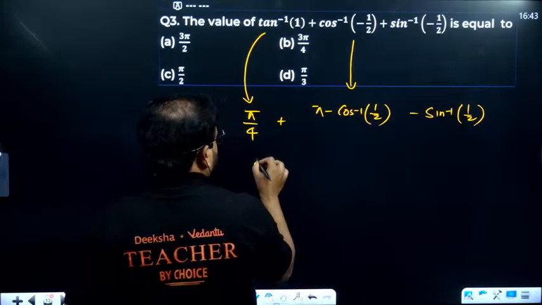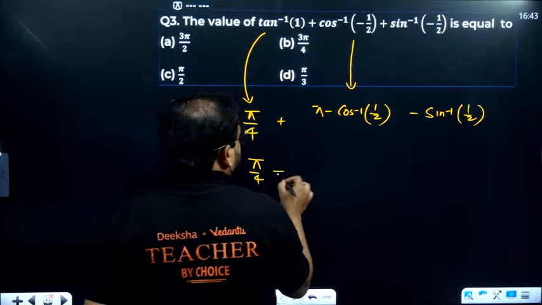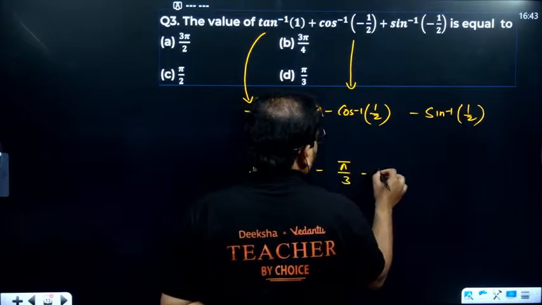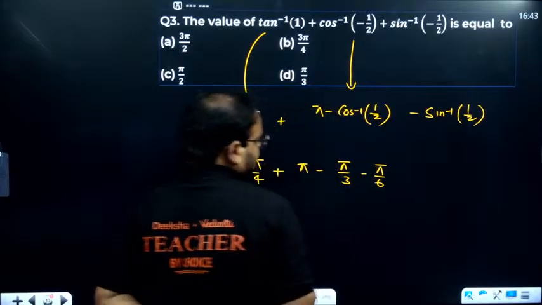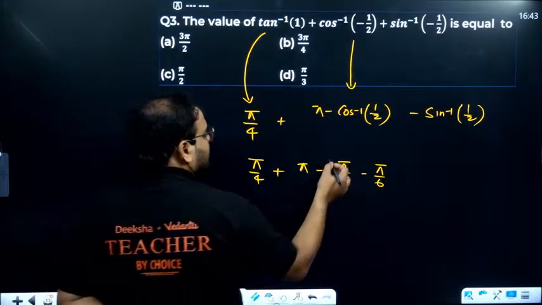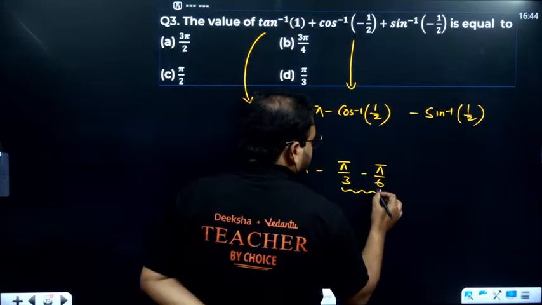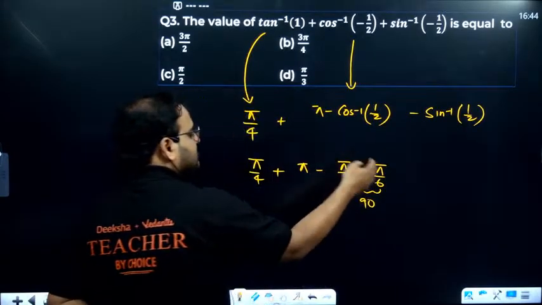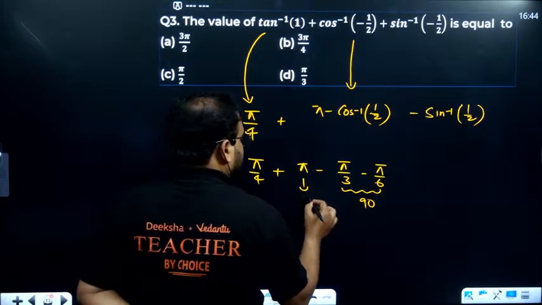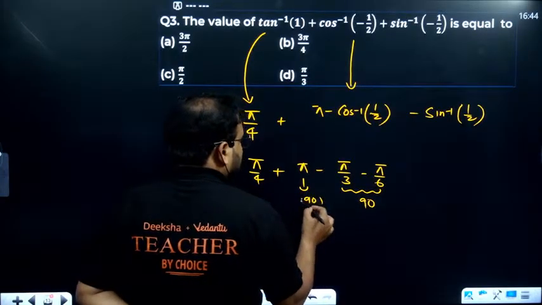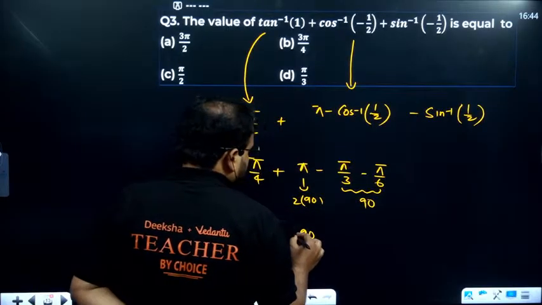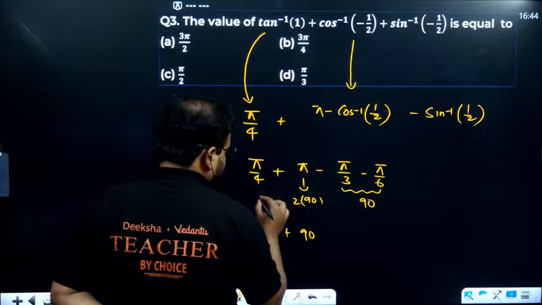So if you continue this, you'll have pi by 4 plus pi minus, this is going to be what? Pi by 3. And this is what? Minus pi by 6. Special angles we already know, right? This is nothing but, sir, 90 degrees, because minus 30 and minus 60. And this is what, sir? 90 into 2, basically 180. 2 into 90 minus 90 is how much? Simply 90. So 90 plus this value.